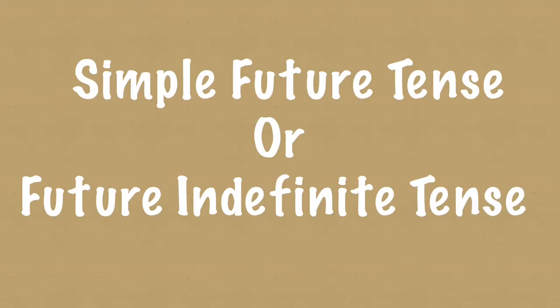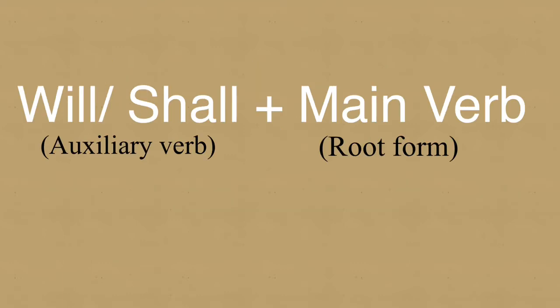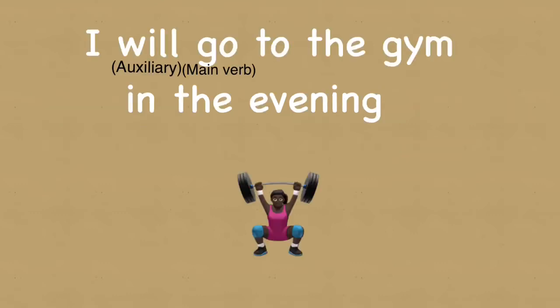Today's video is about the simple future tense or the future indefinite tense. Let's check out the structure of the simple future tense. Here it is. The auxiliary verb will or shall is followed by the main verb in its root form or base form. For example, I'll go to the gym in the evening.